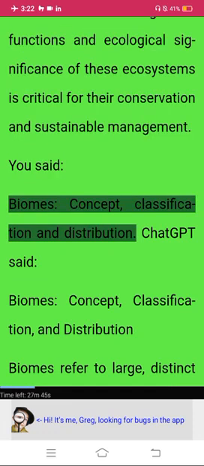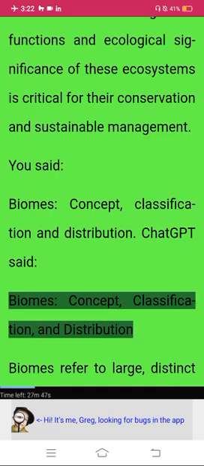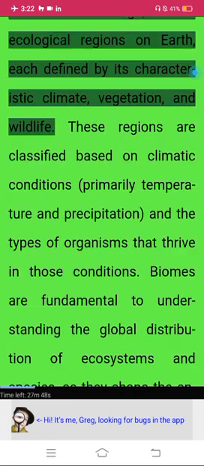You said: Biomes, concept, classification, and distribution. ChatGPT said: Biomes, concept, classification, and distribution.